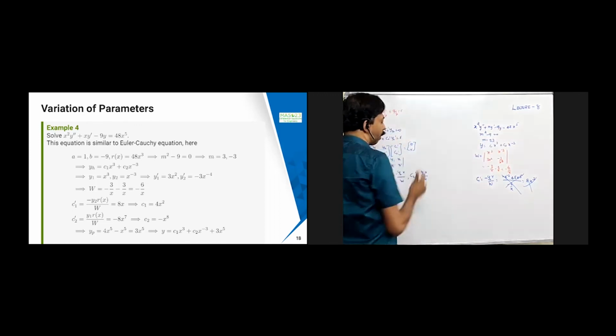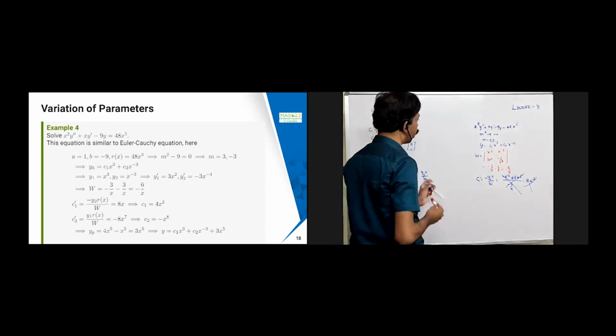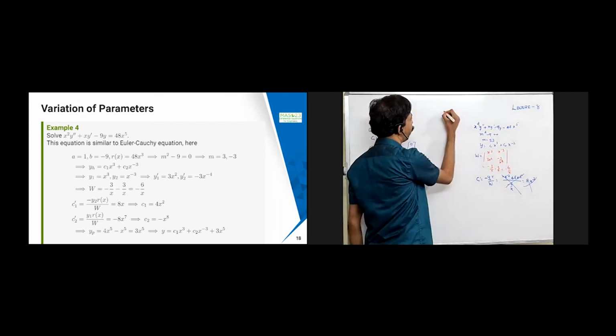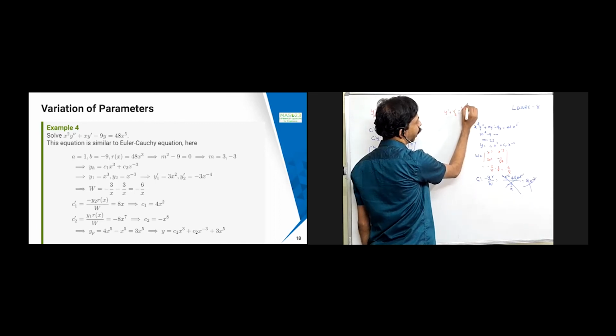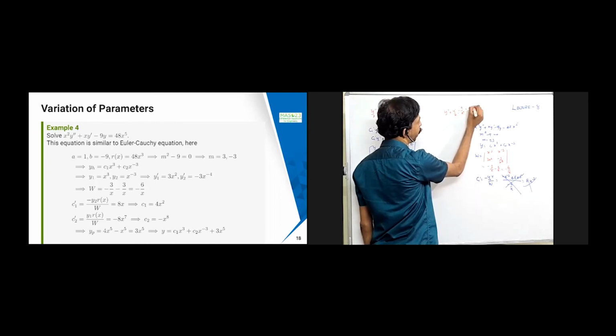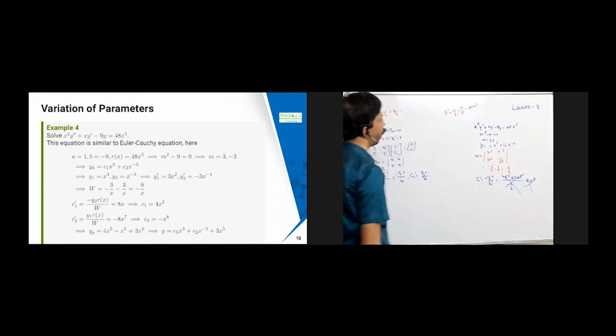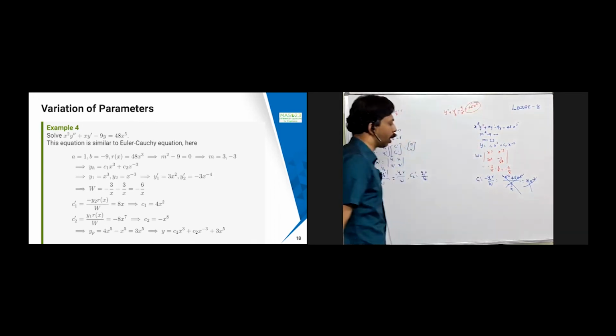So in that case, you have to convert this problem into this format. So that format is nothing but y double dash. Okay, y double dash plus y dash by x plus minus 9 by x square, equal to 48 x power 3. Okay, 48 x power 3. This is, therefore, your r of x. Okay, your r of x is this one.